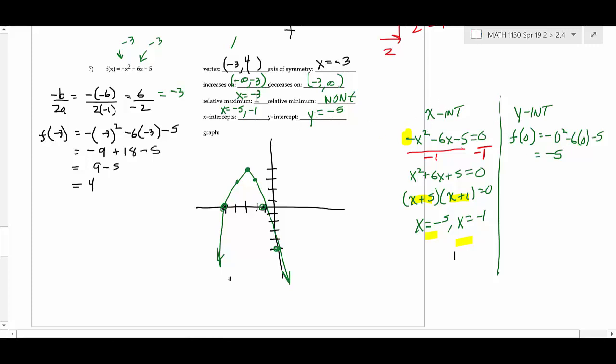And then you can see my graph, and you would increase from negative infinity to negative 3. Then you would decrease from negative 3 to infinity. Okay, like that.